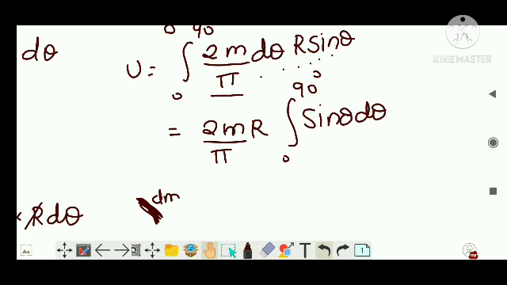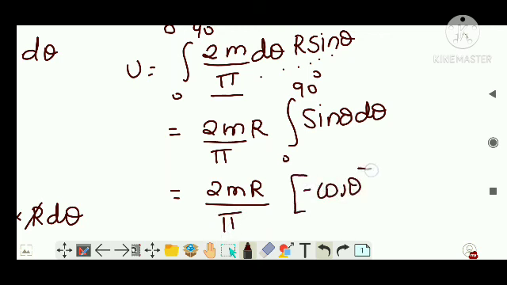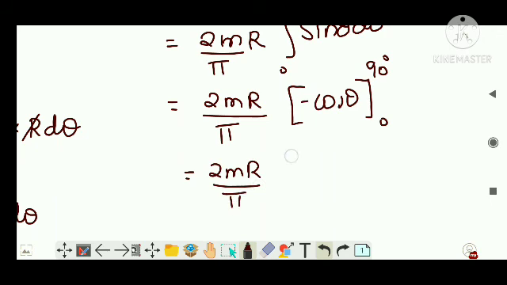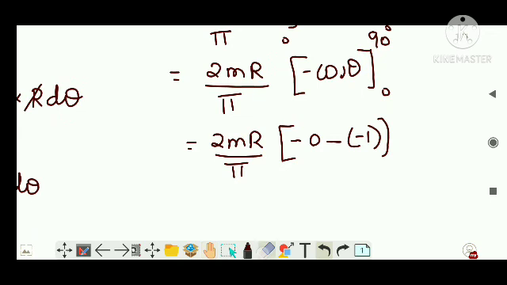Now what is integral sine theta d theta? It is minus cos theta. 2m r by pi times minus cos theta, upper limit 90 degree, lower limit 0 degree. Now substitute the value. 2m r by pi, minus cos 90 degree is minus 0, minus of cos 0 degree, minus of minus 1. Yes, clear, right? Or you can do this one: you put the minus value here, minus cos theta, and you just write this one as cos theta. So cos 90 degree, so put here minus, right? Cos 90 degree is 0, right? Then minus cos 0, which is 1. So you will have only minus 1 inside that, and there is a minus outside.